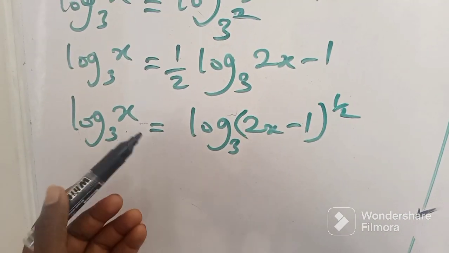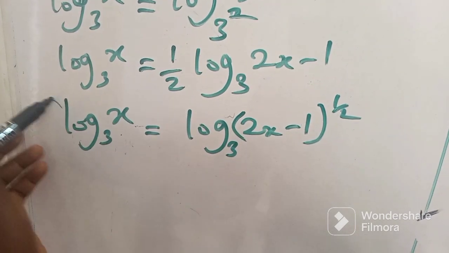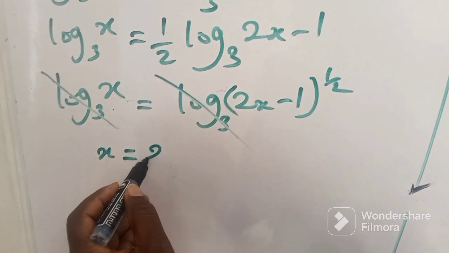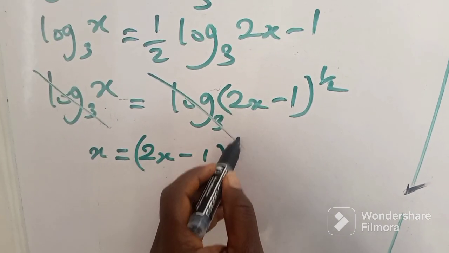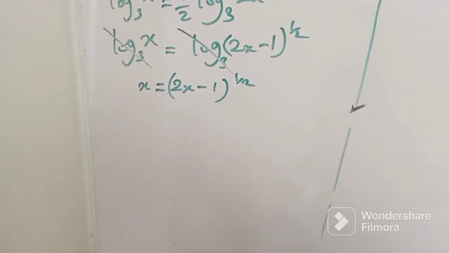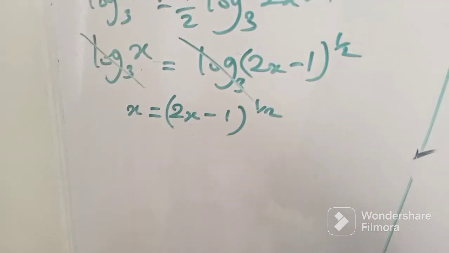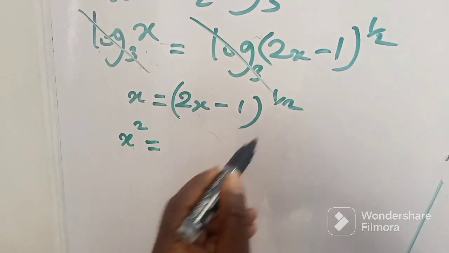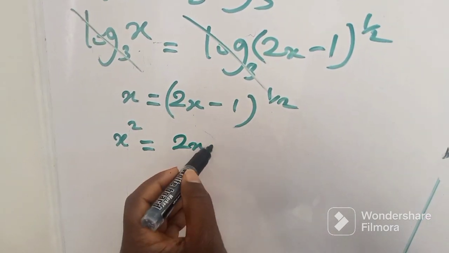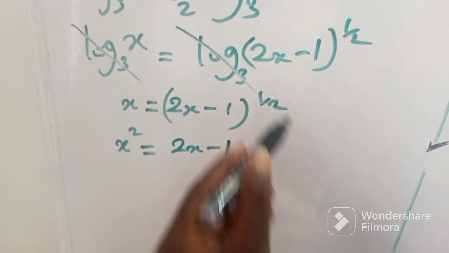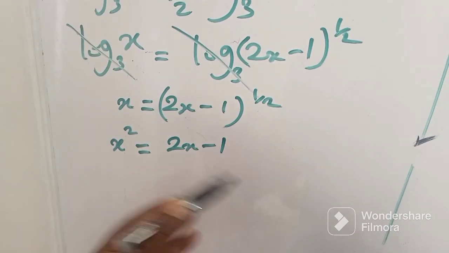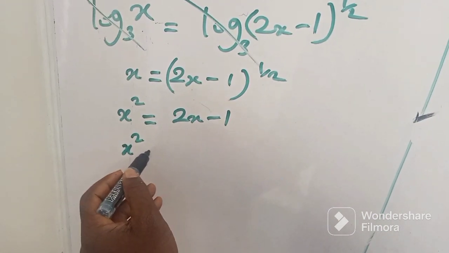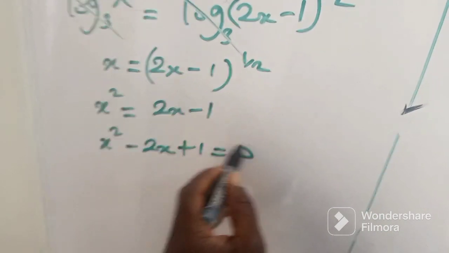Since both of them are having log to base 3, I can cancel the log base 3 out, and now we have x equal to 2x minus 1 raised power half. The next thing is to remove the power here, and to do that I will square both sides, so that I will have x squared equal to 2x minus 1, because the square will cancel the 1 over 2. Now, this is a quadratic equation. Just rearrange it. You have x squared minus 2x plus 1 equal to 0.